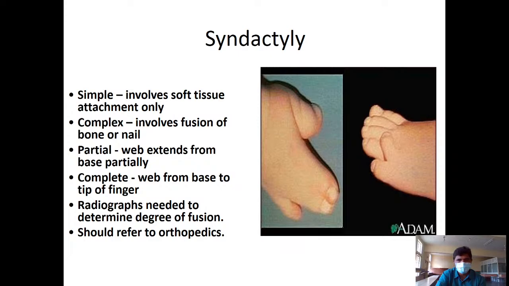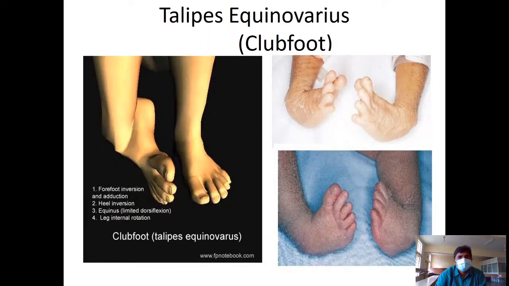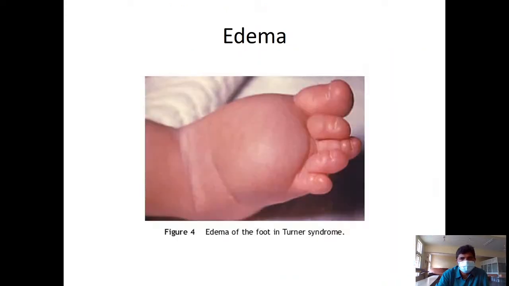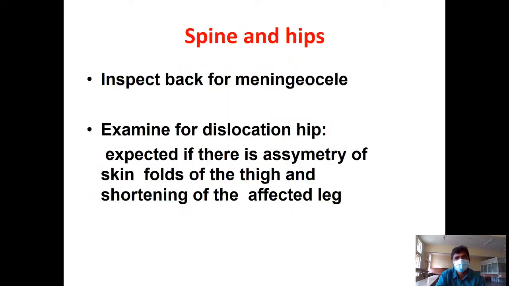There is one more deformity, and the most common deformity in the index is congenital talipes equinovarus, or club foot. Basically the components are forefoot inversion and adduction, heel inversion, equinus, and leg internal rotation. Here you need to refer the child to orthopedics. Then you can have edema, especially bilateral pedal edema, which is usually seen in Down syndrome.